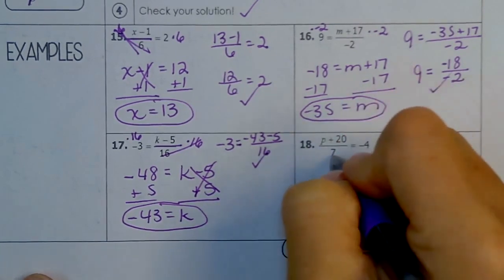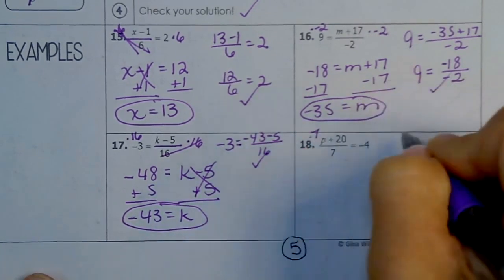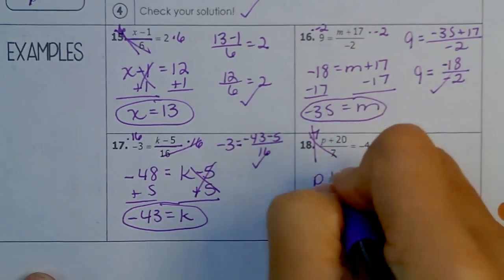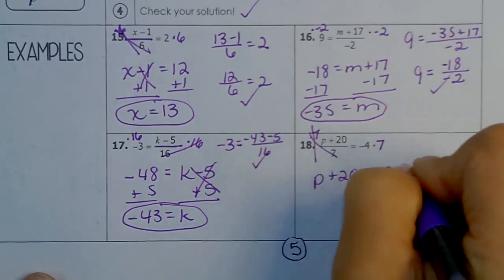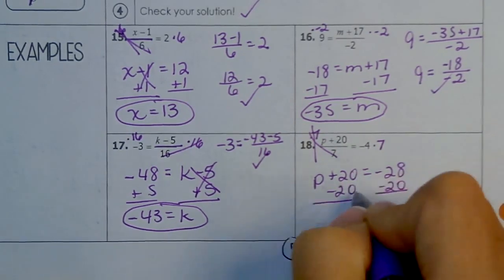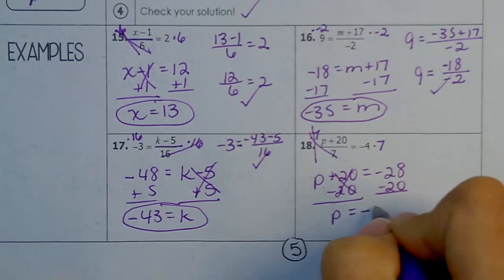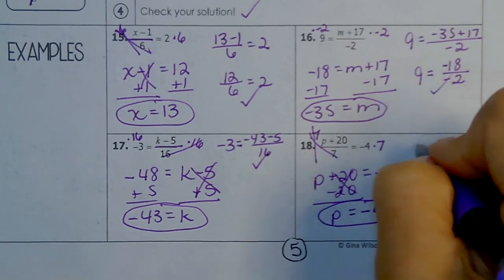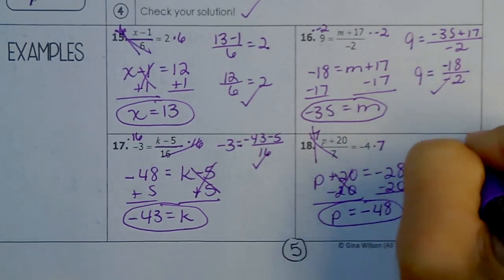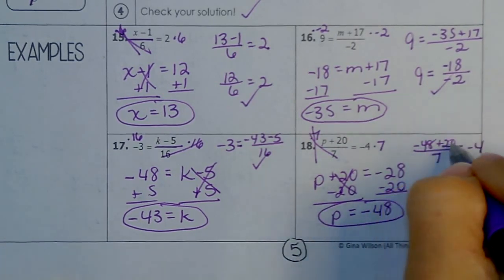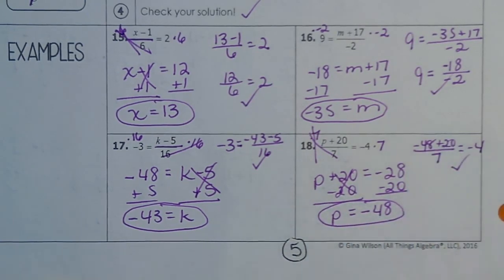Number 18. Instead of divide by 7, I'm going to multiply by 7. We need to do that on both sides. p plus 20 equals -28. Subtract 20 from both sides. p equals -48. Let's check. -48 plus 20, divided by 7, equals -4. So this is -28, and -28 divided by 7 is -4.